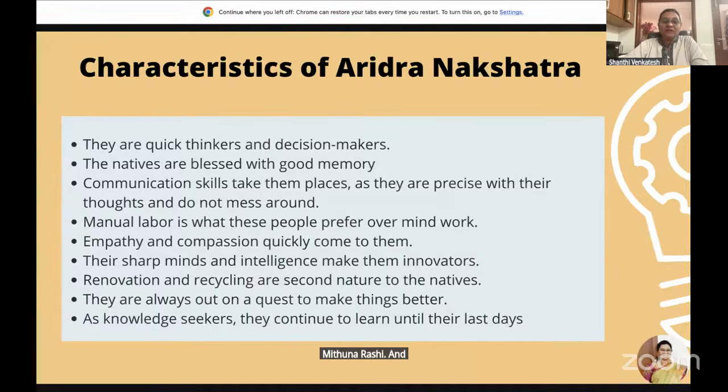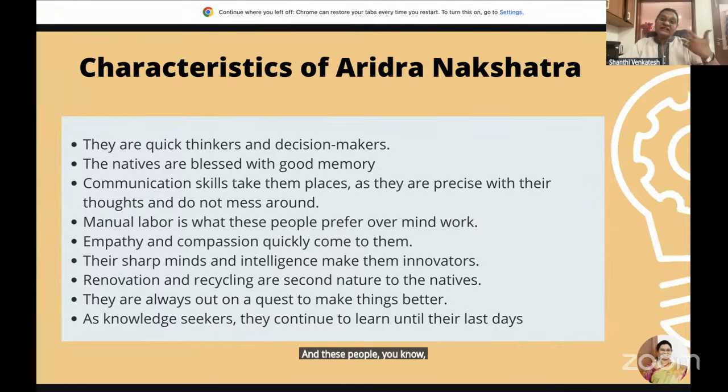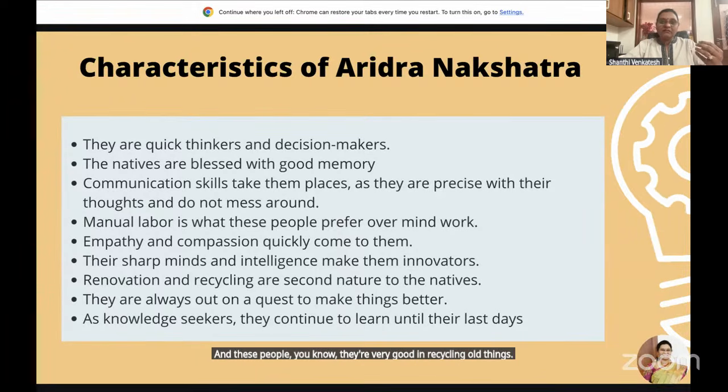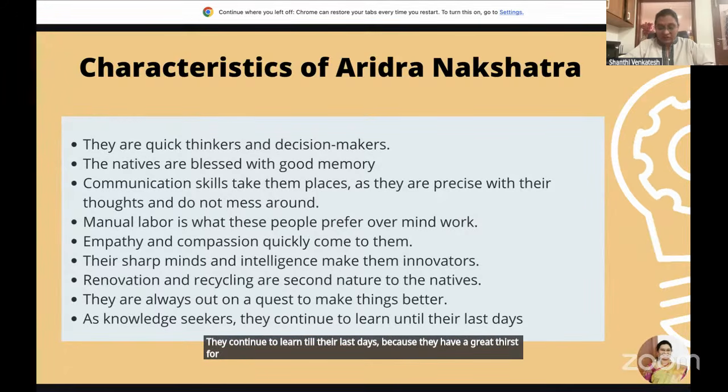These people have a lot of compassion, sharp minds, and intelligence, so they can become very good innovators, because they have very good intelligence. They are very good at recycling old things. We might feel something is useless, but they're so intelligent, they will reuse what we discard as waste. They will make plans for reusing. And they continue to learn till their last days, because they have a great thirst for knowledge.